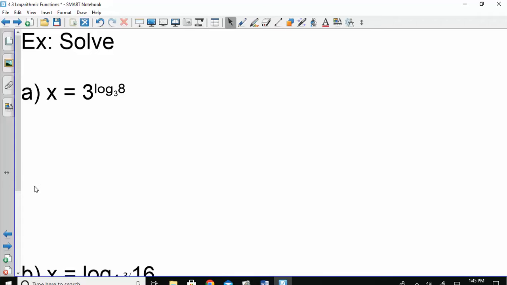So if I asked you to solve this: x equals 3 to the log base 3 of 8 power. We could try to work this out, but the shortcut, if we recognize it, is that the base of my exponential and the base of the log are the same. That means they're inverses. Those things really cancel each other, so x is just 8, from that property we wrote down.